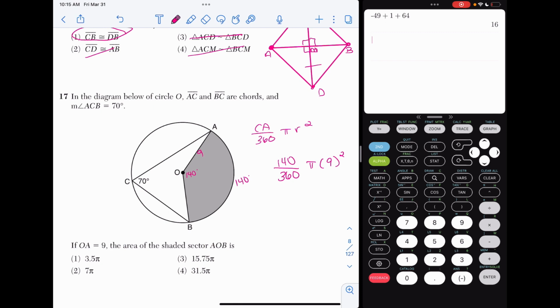So let's put this in our calculator. When I do this, I'm going to stack my fractions so that I don't have to worry about parentheses. So I'm doing alpha y equals to do that. And I notice all of the answer choices are in terms of pi, right? See how there's pi in every answer choice? So don't put pi in the calculator. Just type everything else. So 9 squared, hit enter, and I get 31.5. So once I put pi back in, I get choice 4, 31.5 pi.